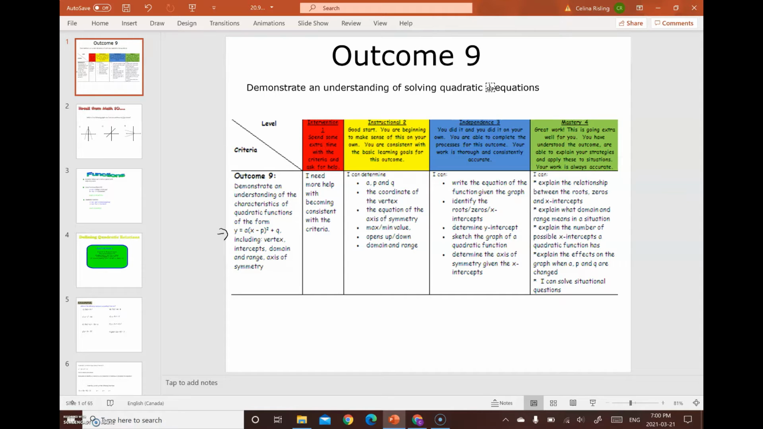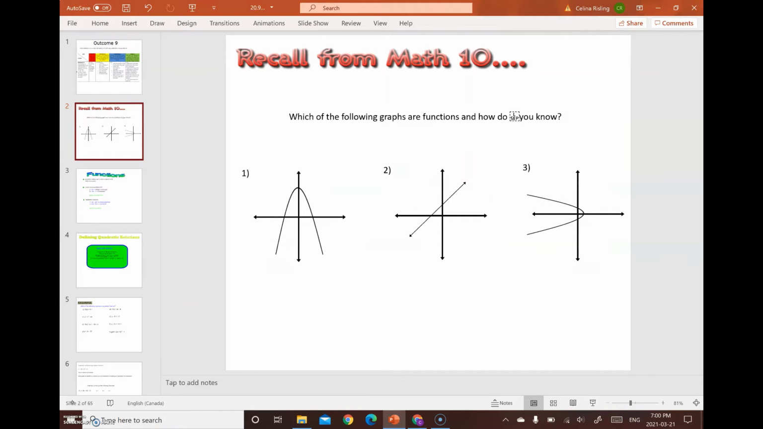Your level 4 is if you're able to explain the relationship between the roots, zeros, and x-intercepts, explain what domain and range means in a situation, explain the number of possible x-intercepts a quadratic function has, and explain the effects on the graph when a, p, and q are changed, and being able to solve those situational questions. So here is a quick review.